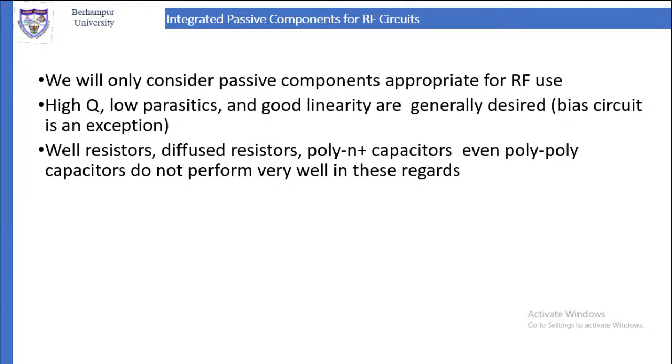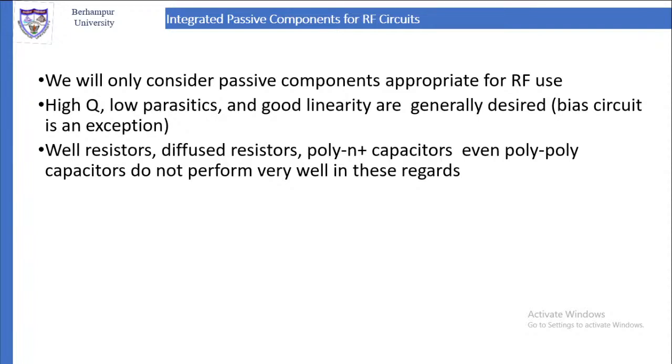It should have high Q, low parasitic, and good linearity. Good linearity means the IV characteristics should be linear over the operating region. So good linearity, these are generally desired things. Except the bias circuit, which does not look for linearity. Bias circuit has no Q. Parasitics are not there in the biasing circuit.